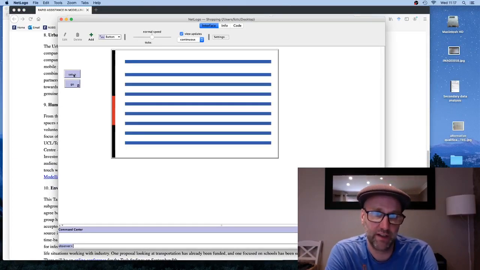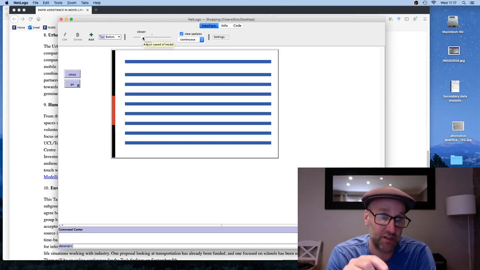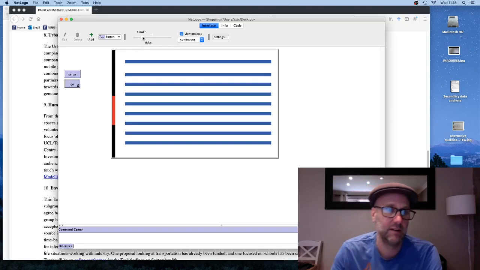Okay, so all I've done is simulate a very simple supermarket. We're looking down on the supermarket. The red bit, that's the entrances and the exits. The blue bits form the aisles and the white bits are where people will walk.